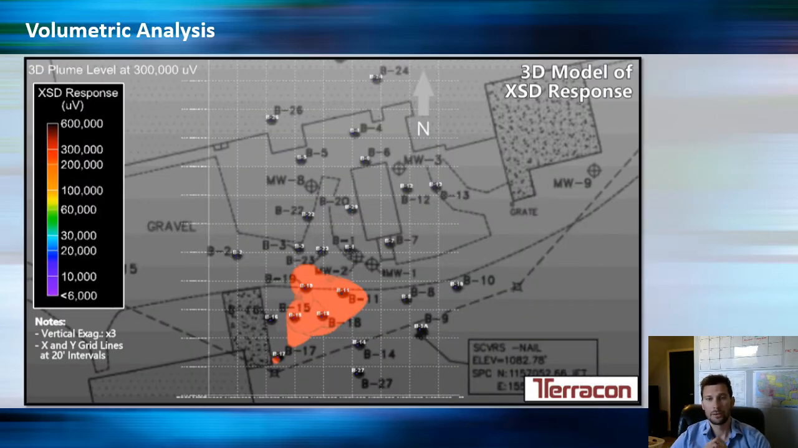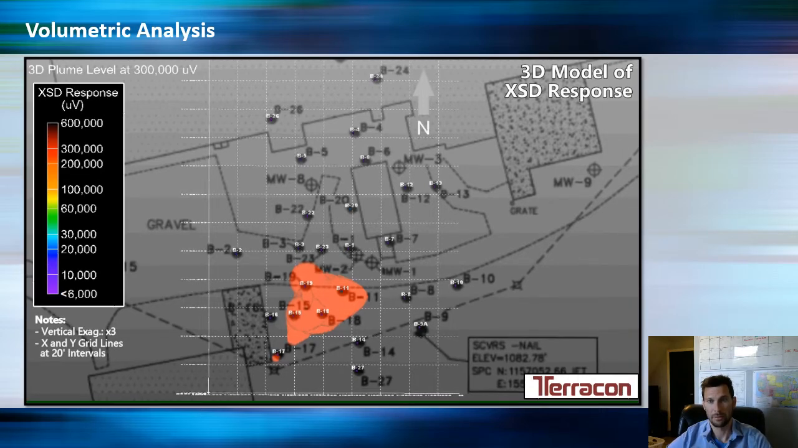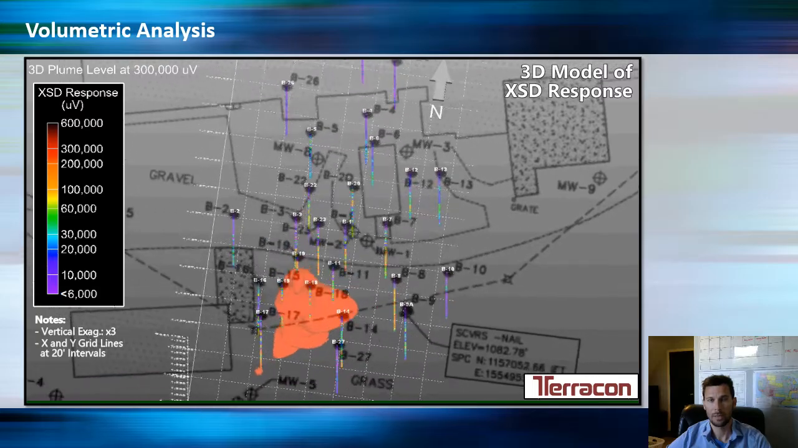Now here's another site. We're looking at it from a top-down view. And this is, again, membrane interface probe data. And this is the XSD sensor, so it's for chlorinated solvents. And right now we're looking at everything above 300,000 microvolts, and we could see right away where the source, where the heaviest contamination is.